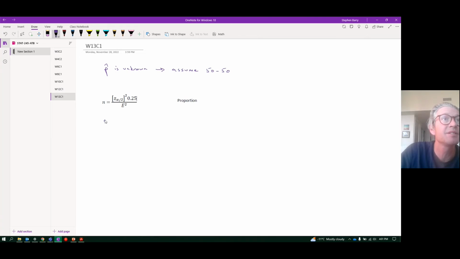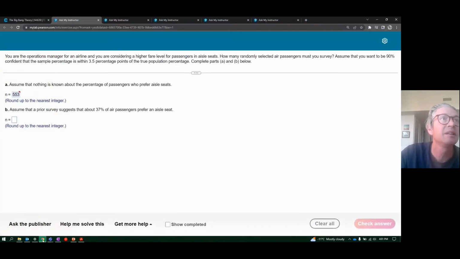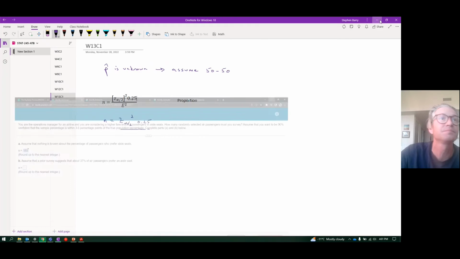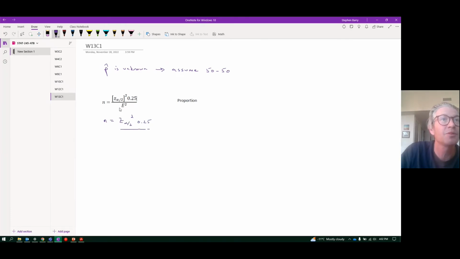So our sample size is going to be, well, we don't know the Z alpha over 2 because we haven't looked at that yet. We know this is this. And we're going to know the error because they told us, right? They said 3.5 percentage points. Percentage points, percent. Again, remember in mathematics or statistics, percents are always decimals. So we'll put that in like this.